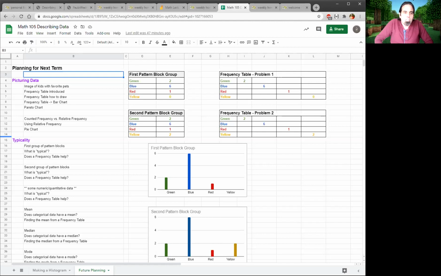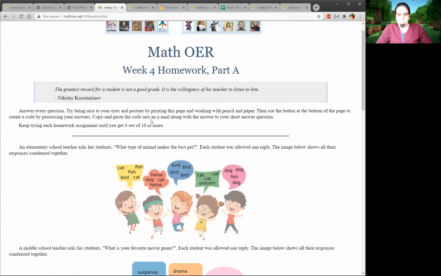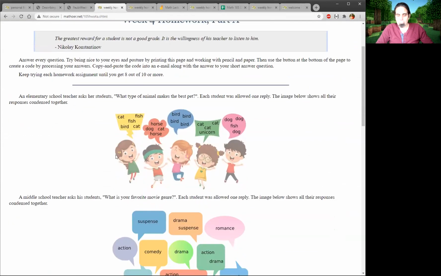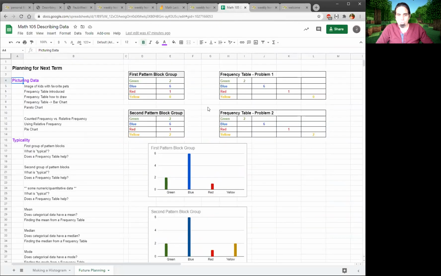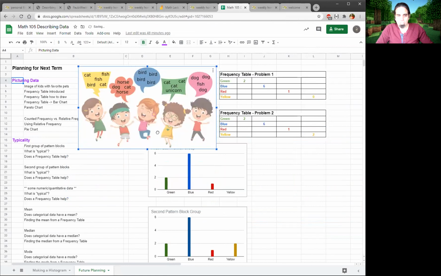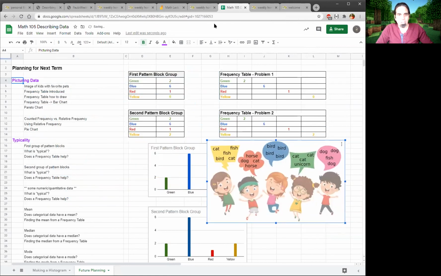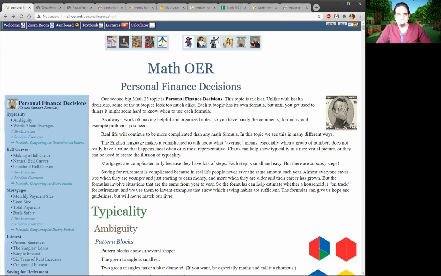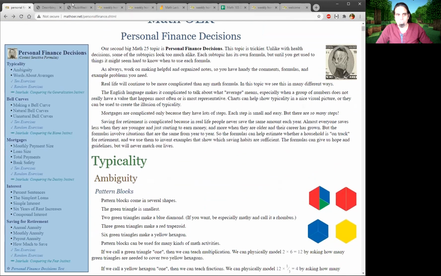So if I was teaching this again, what would I do? I think I would start with a theme of picturing data. And the very first thing I would show people would be this picture of the kids with pets. I would take this and put it on the web page nicely. And I would say, look, kids with pets, right? It's how we would start personal finance decisions or something like that.